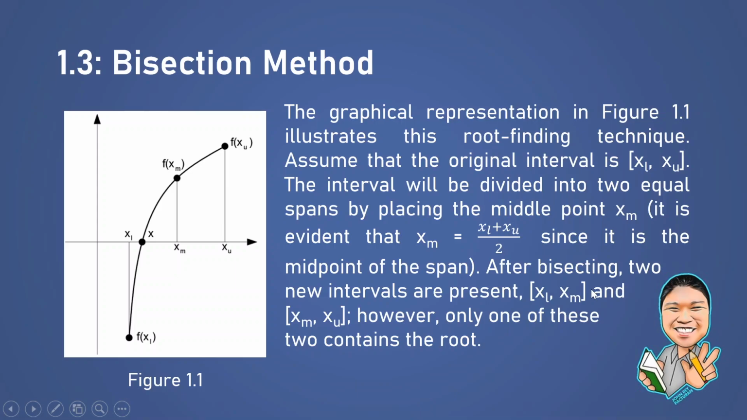After bisecting, two new intervals are present, xL and xM, tapos xM and xU. So, yung una na interval is xL, xM. Yung sunod na interval is xM, xU. However, only one of these two contains the root. So, sa figure natin, halata naman class na yung root, which is itong x, ay nasa gitna nitong dalawa, diba? However, yun na nga, parang from this span na napakahaba, pinaliit nyo. So, sa bisection method, paliliitin nyo yung span natin.